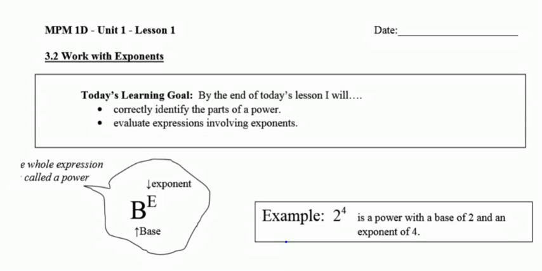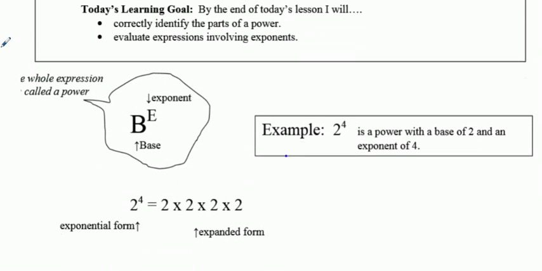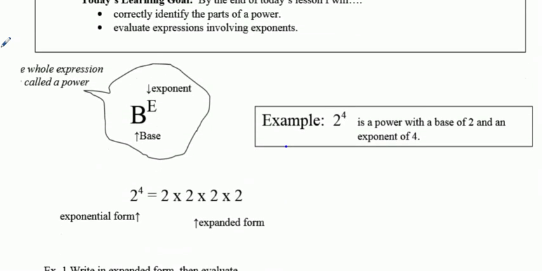Today's lesson is 3.2 in your textbook, Working with Exponents. And the learning goal today is that you will be able to correctly identify the parts of a power and that you will be able, by the end of the lesson, to evaluate expressions involving exponents. If you haven't done the investigate already, you should be doing that first.